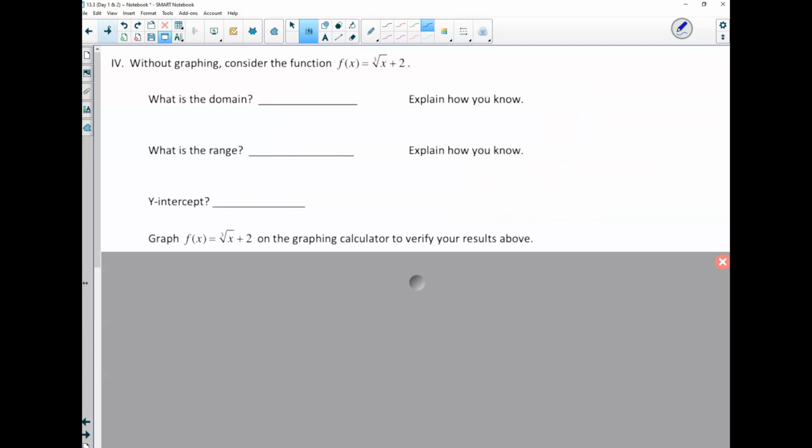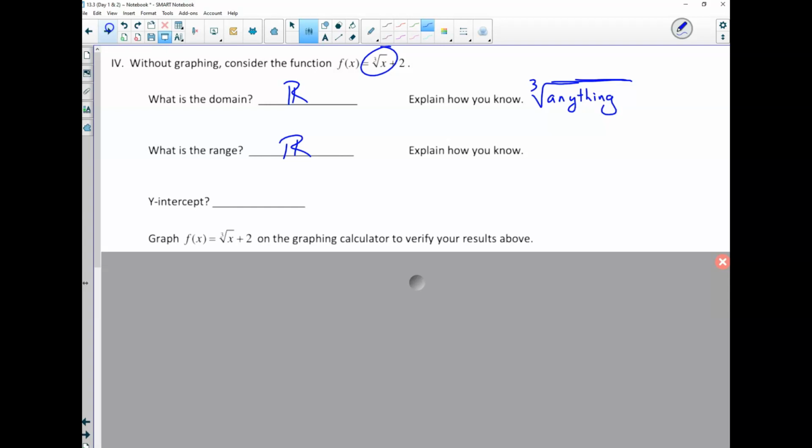Okay. Last one I got for you here. Again, it's a cubic. Explain how I know. Because I can take the cubed root of anything. I can't take the square root. I can't take an even root of anything, but I can take an odd root of anything.